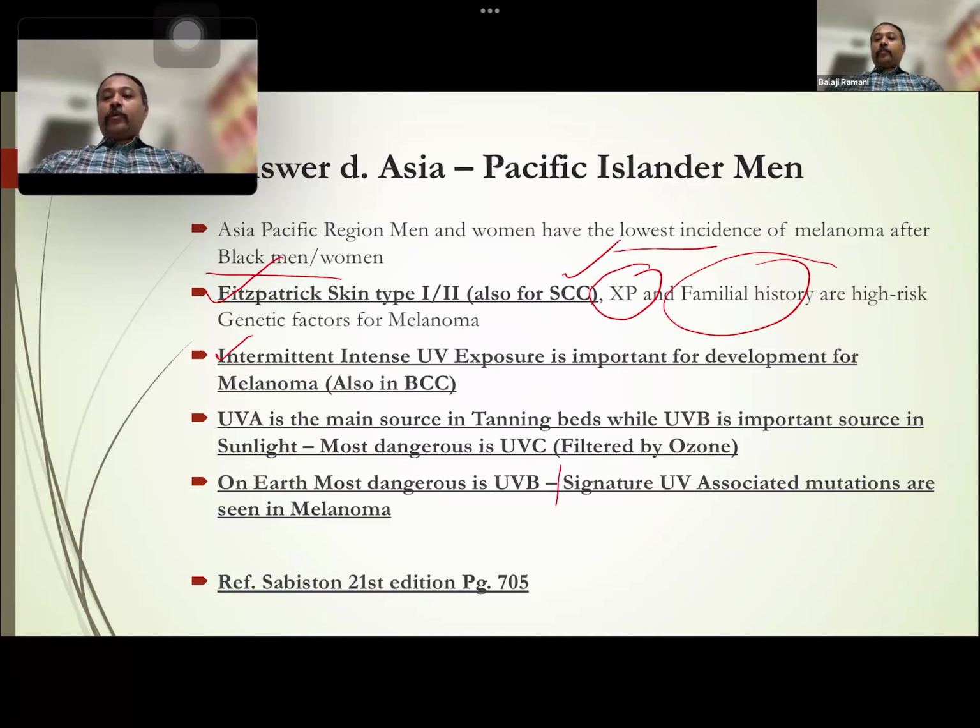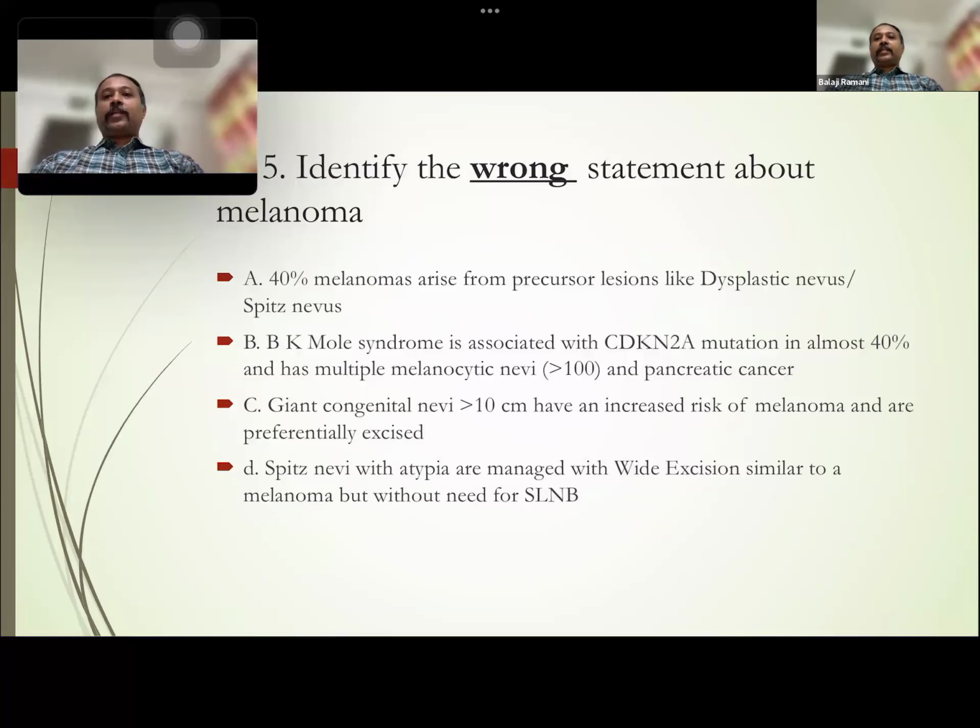Now, whenever we talk about UV, there are UV associated mutations. There will be classical DNA adducts that get formed. This can be seen in melanomas when we study them in the genetics. So that is a classical, what we call a UV signature, by which you can identify them.